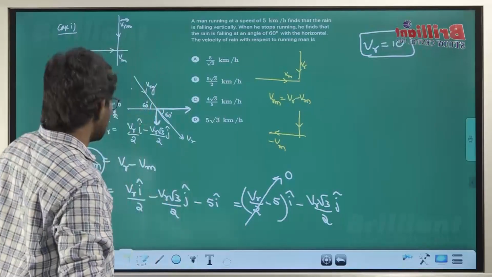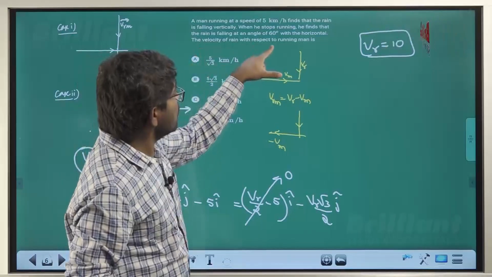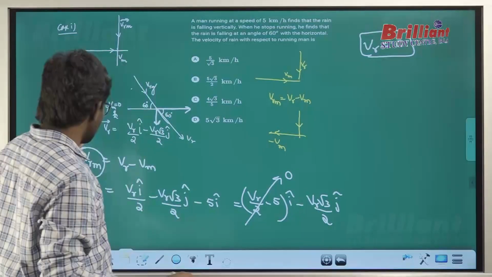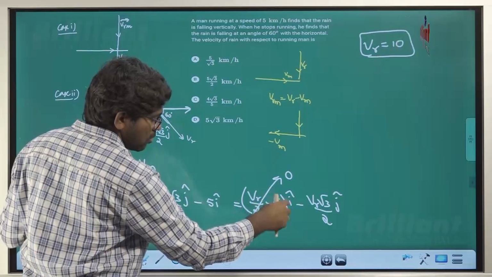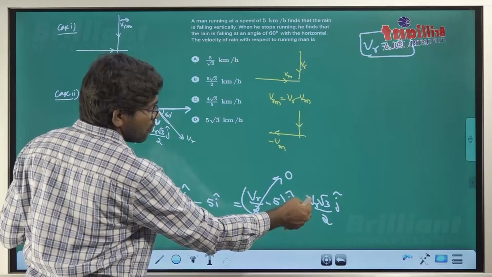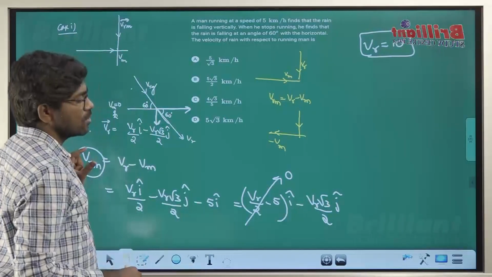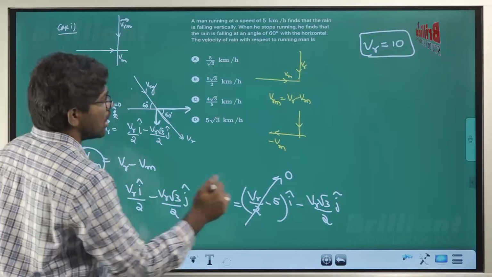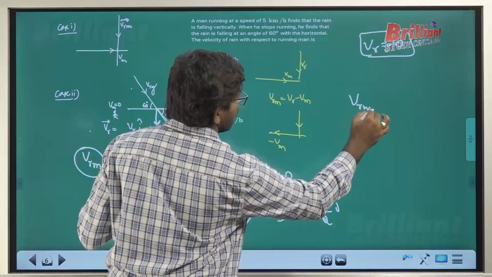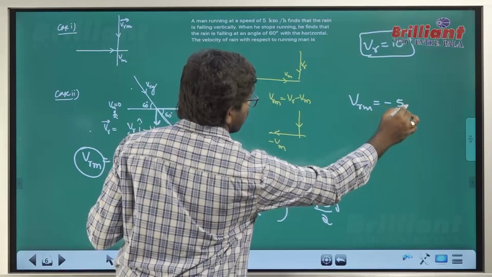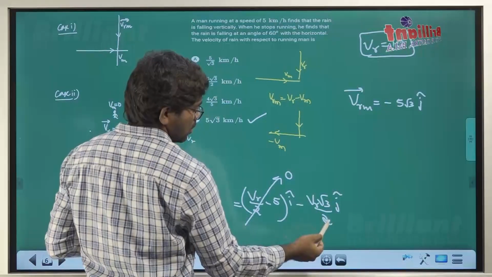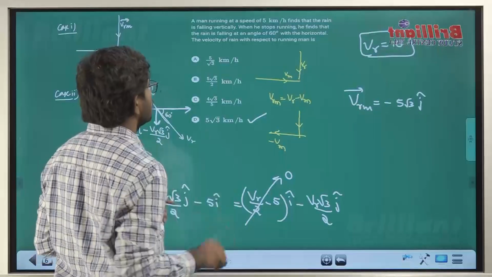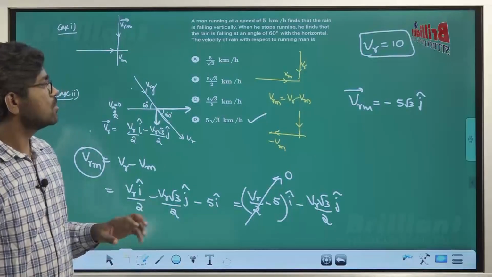Then what is the VRM they are asking here? They are asking velocity of rain with respect to running man. What is velocity of rain with respect to running man? This and this, right? This is already 0. Substitute VR here, 5 root 3 by 2. That's it, that is the VRM. Your VRM will be 5 root 3, because 10 root 3 by 2 is 5 root 3. This is the answer.